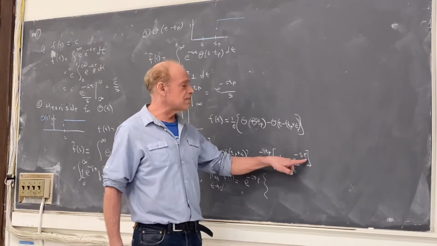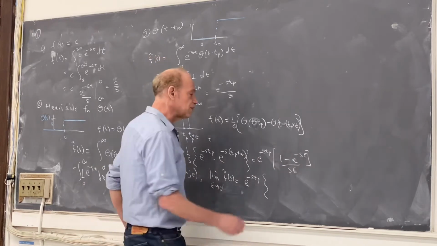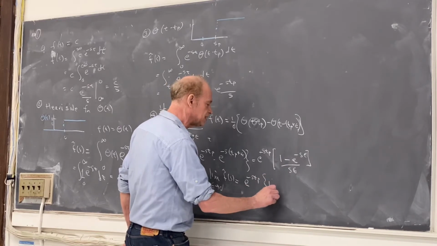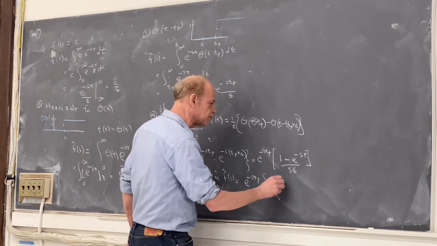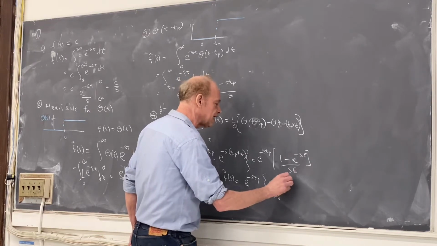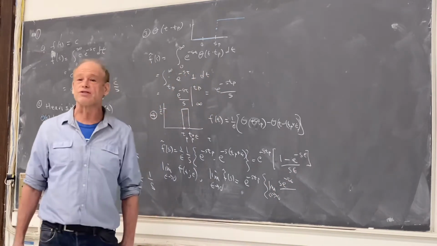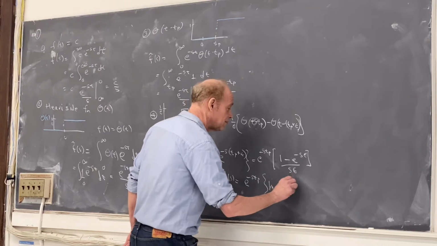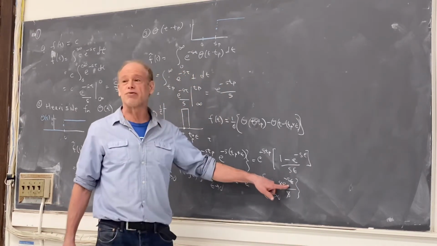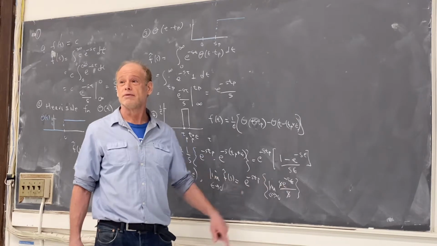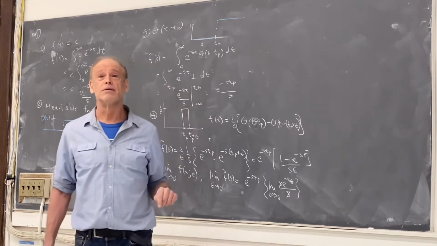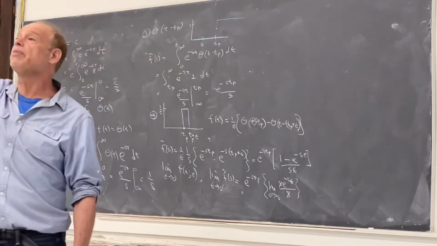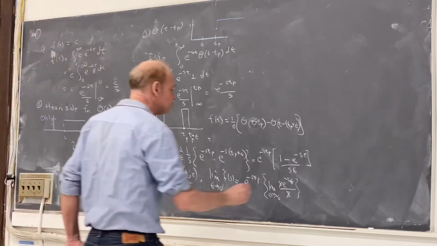Minus s e to the minus s epsilon times minus 1. So in the derivative, I need to take the limit as epsilon goes to 0. The derivative of the numerator is s e to the minus s epsilon. And the derivative of the denominator with respect to epsilon? S. And the limit as epsilon goes to 0 of e to the minus s epsilon? Can't hear anyone. What's the limit as epsilon goes to 0 of e to the minus s epsilon? In the back? 1. So this is just e to the minus s Tp.